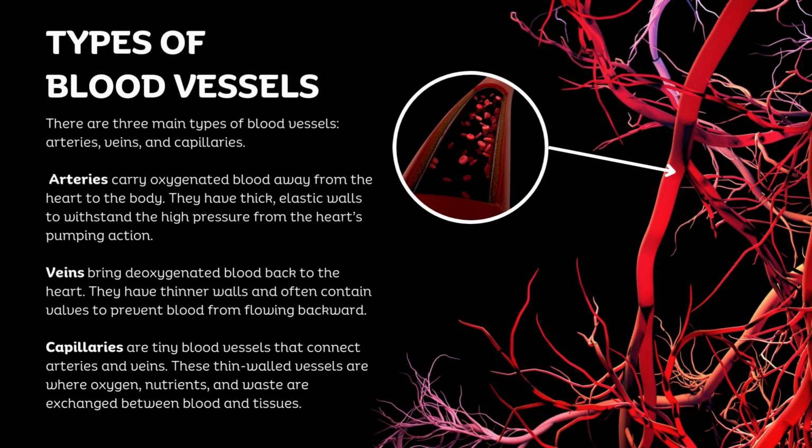Types of blood vessels. There are 3 main types of blood vessels: arteries, veins, and capillaries. Arteries carry oxygenated blood away from the heart to the body. They have thick, elastic walls to withstand the high pressure from the heart's pumping action. Veins bring deoxygenated blood back to the heart. They have thinner walls and often contain valves to prevent blood from flowing backward. Capillaries, the tiniest blood vessels, connect arteries and veins. These microscopic vessels are where oxygen, nutrients, and waste are exchanged between blood and tissues.